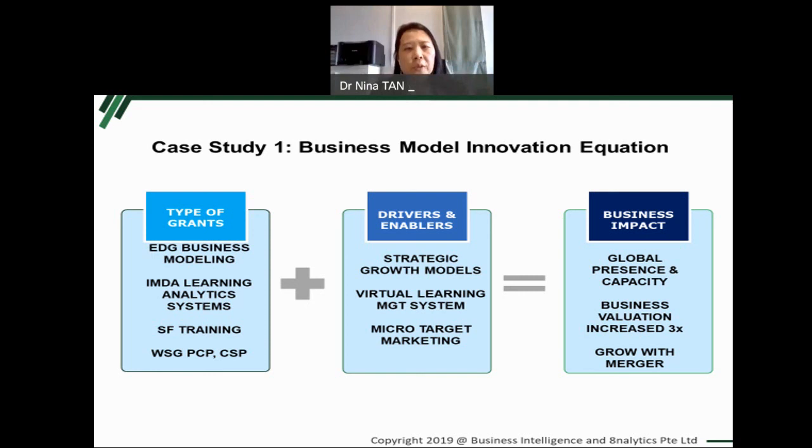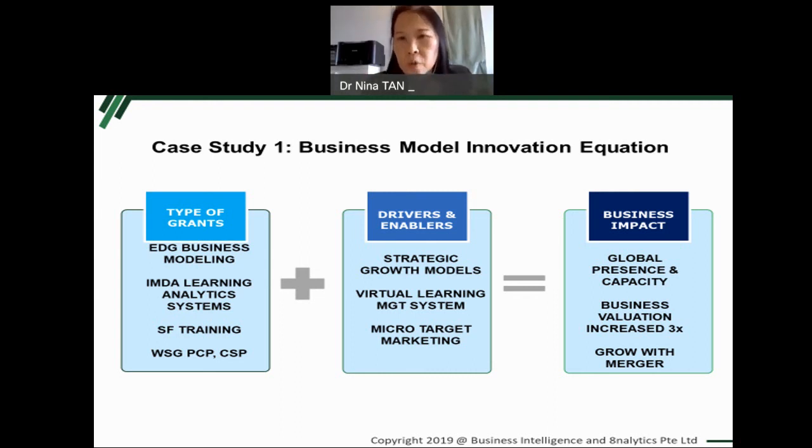We were able to revamp the growth business model, implement the virtual learning system, and then do micro-target marketing, because now you understand the customer, the parents, the children's behavior, which then led to a prominent business impact. And that's what we do. We handhold you, and then we monitor what happens.